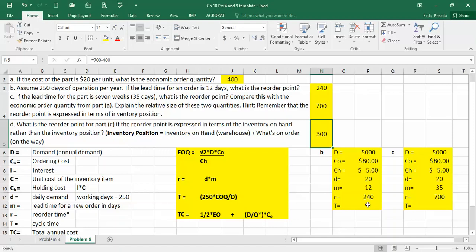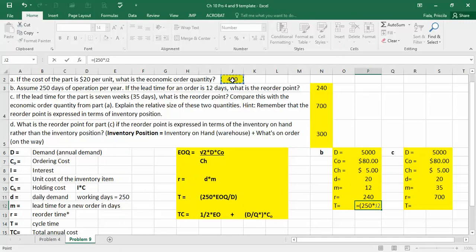It does not ask you for the total cost or the cycle time. You could go ahead and do it if you want to know the cycle time. 250, this formula right here, times my EOQ, my 400, divided by my annual demand, which is going to be my cycle time, 20 days. Also do your total cost.